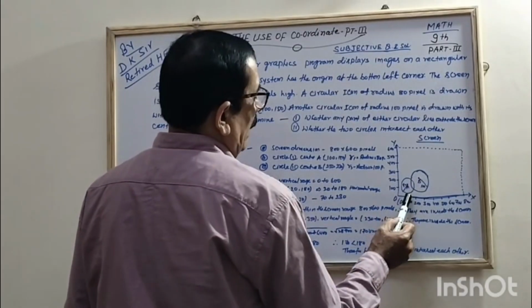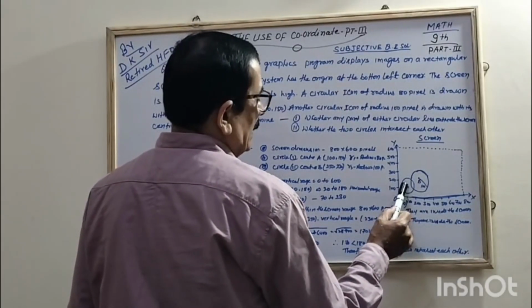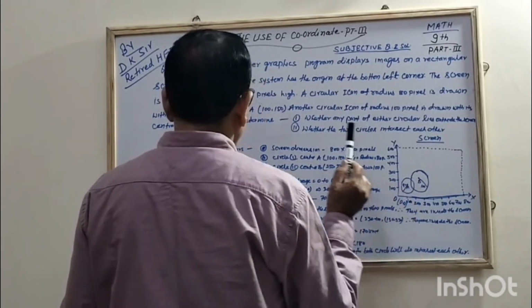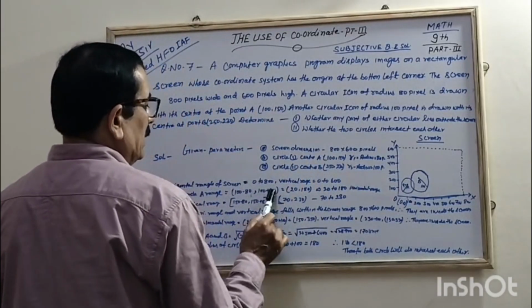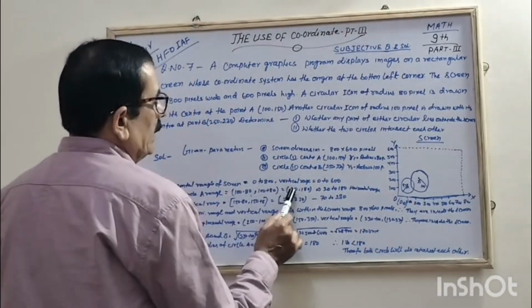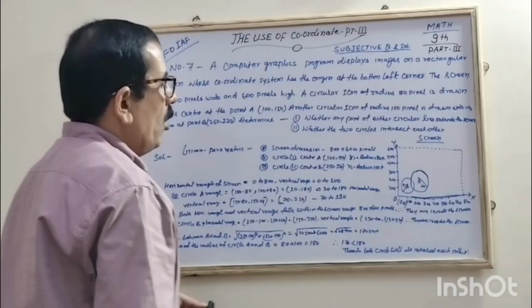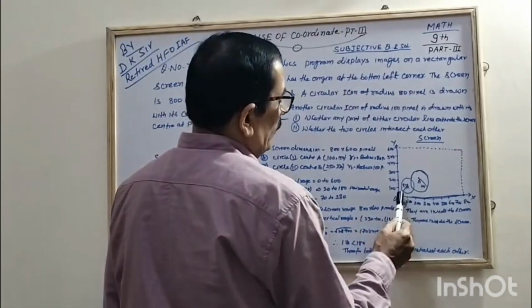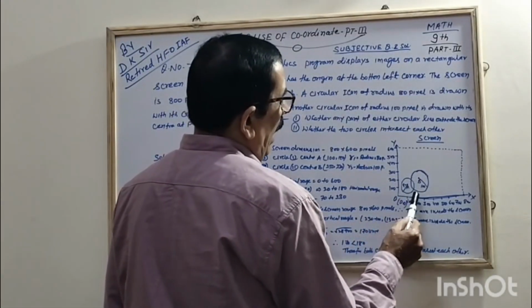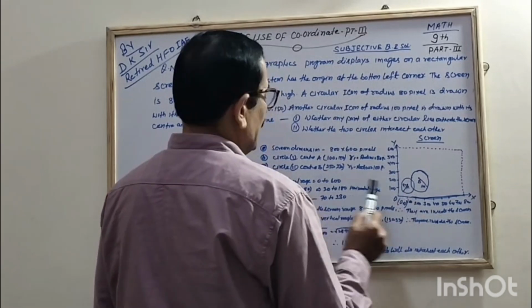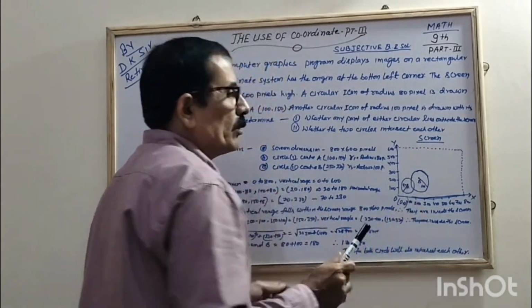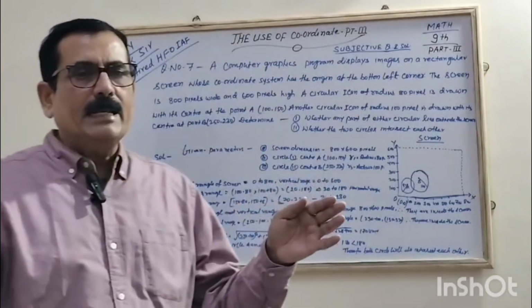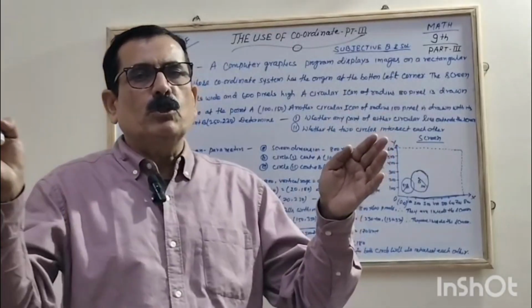So it can be 100 minus 80, and it can be 100 plus 80. Can you see it here? So it becomes 20 to 180. On the horizontal, we can see it will start from 20 to 180, correct? So on the horizontal line it will extend from 20 to 180.